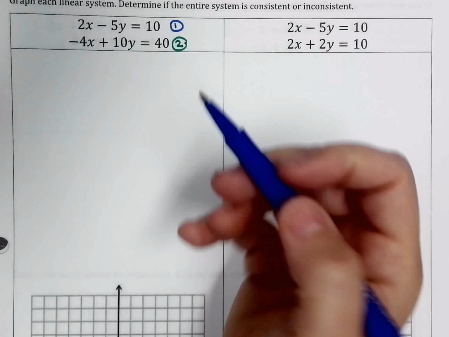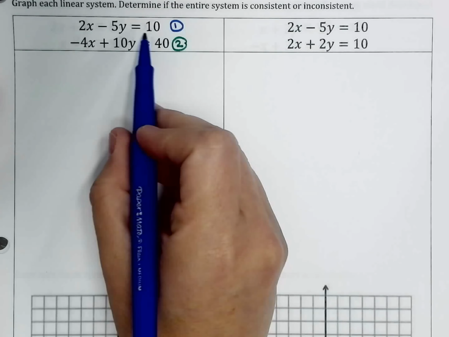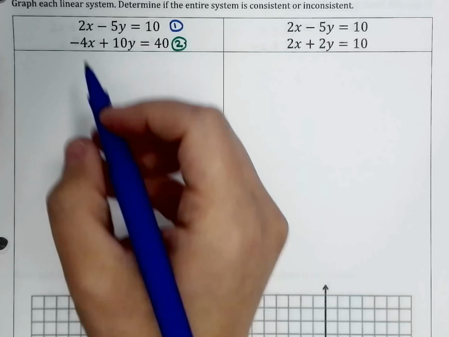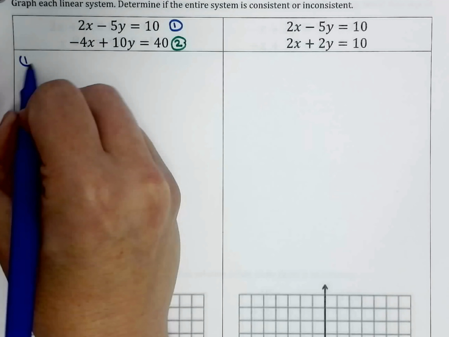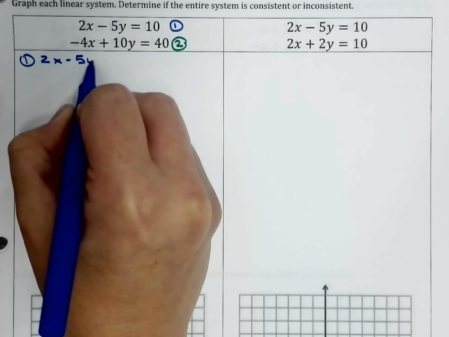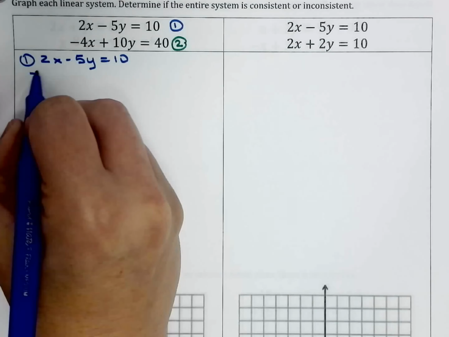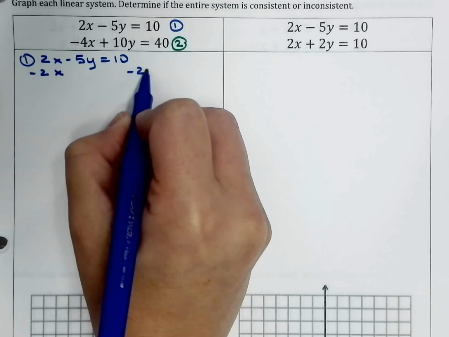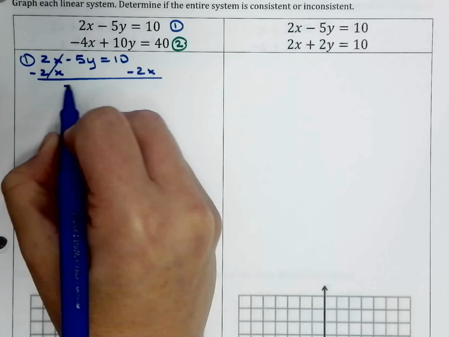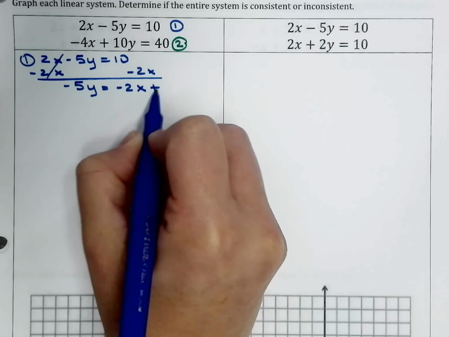So I cannot graph. Well, I could, but I'm just going to solve for y, put it in the y-intercept form so I can easily graph. So this is my equation number 1, 2x minus 5y equals 10. So we're going to do minus 2x on both sides. I have negative 5y equals negative 2x plus 10.